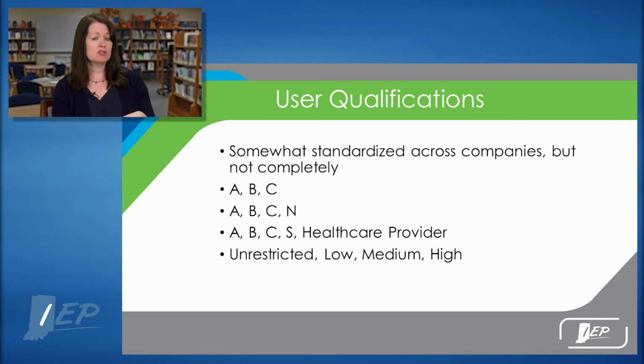Now then it's left to us to make sure that the people who then check out the test kit and say, I'm going to be giving this, truly do have the qualification levels that are needed in order to use them. So we have some different kinds of setups with the different companies. One uses an ABC rating, one uses an ABCN rating, another uses ABCS, and then healthcare provider, which is kind of a different category altogether. And then we have yet another company who uses a system where they rate things as either unrestricted, low, medium, or high as far as the test levels.